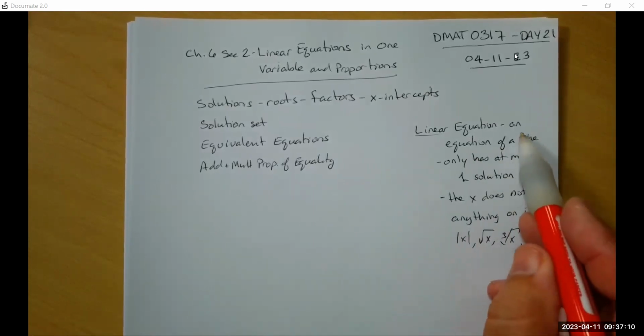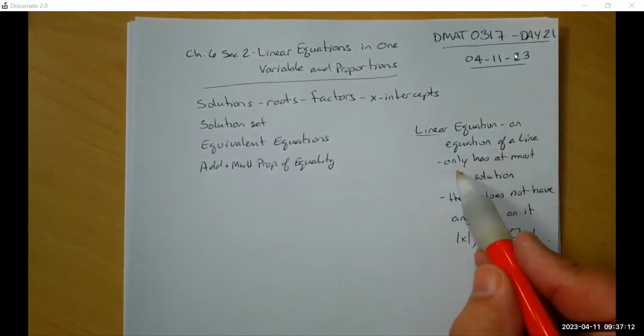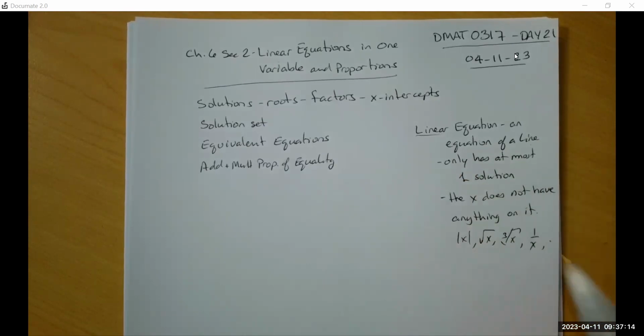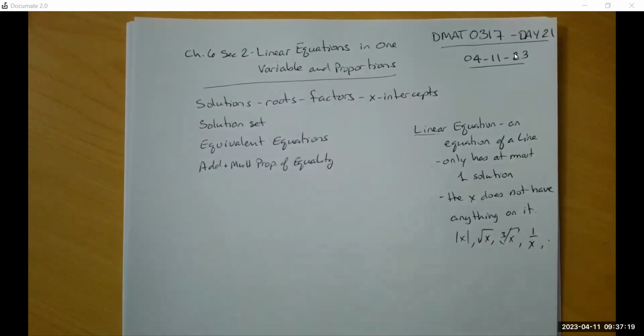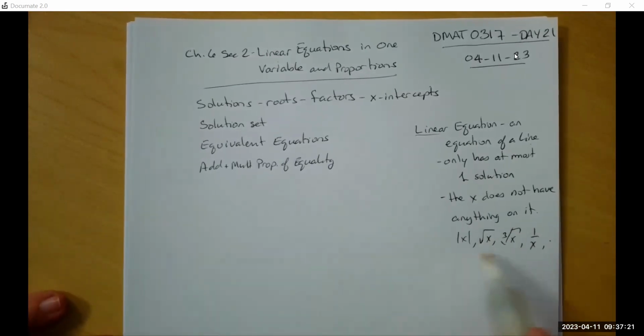So linear equation is an equation of a line. Only has at most one solution. The x does not have anything on it, above it, around it. It's just x.